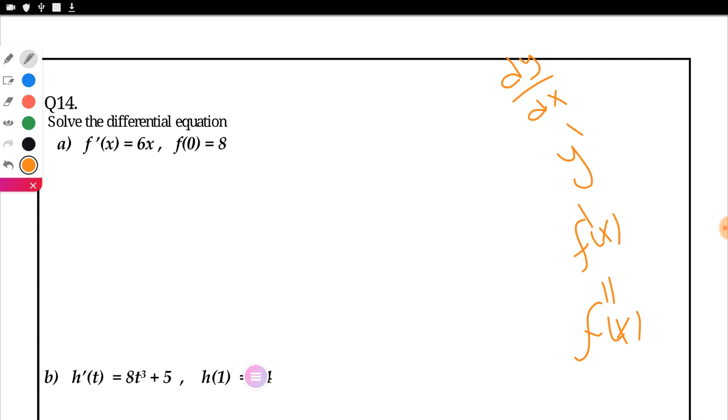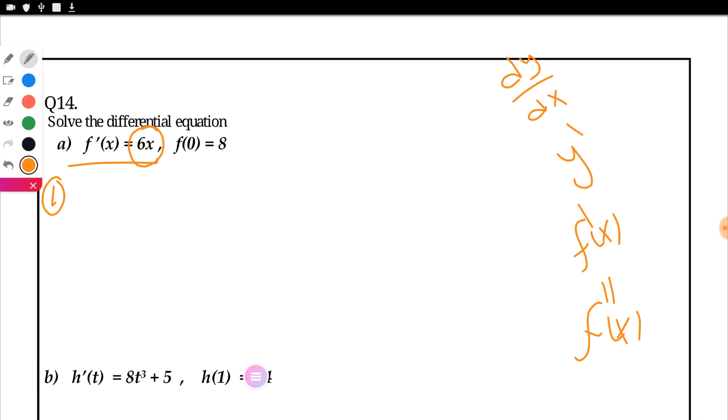It means find the original function. Here I want to find the original function whose derivative is 6x. For example, how to find this one? I have to follow the procedure. The first step, just follow the procedure: find the antiderivative of both sides.